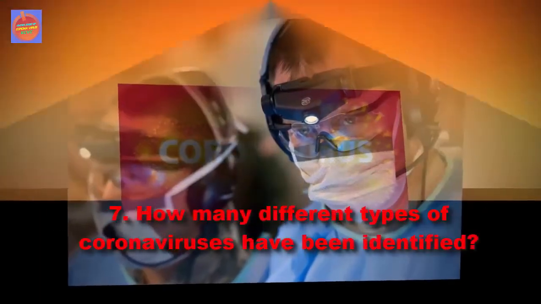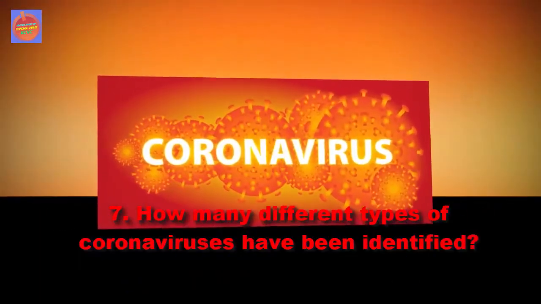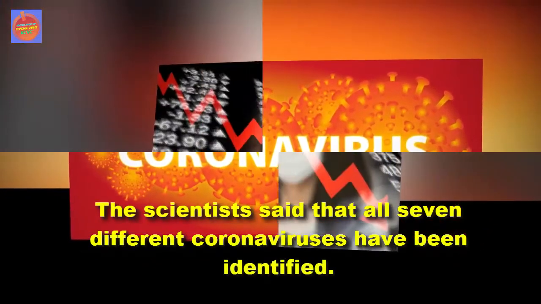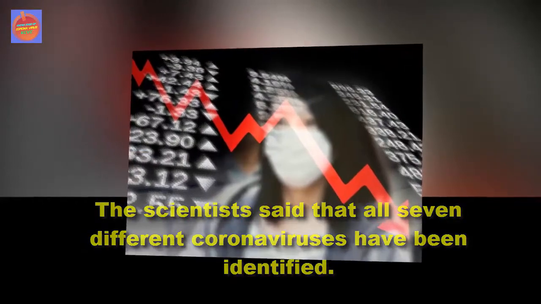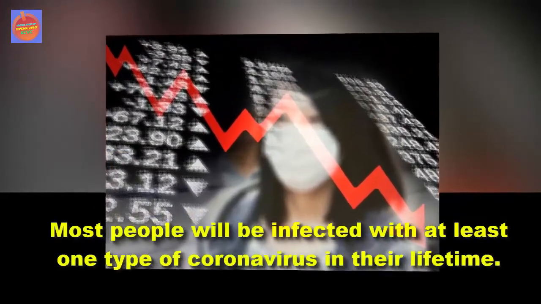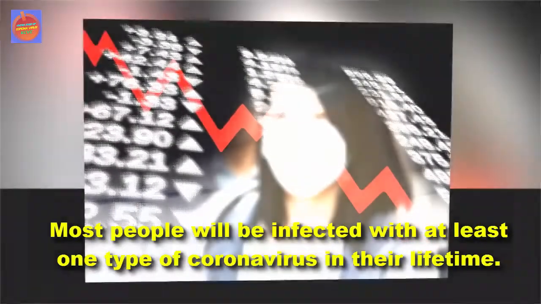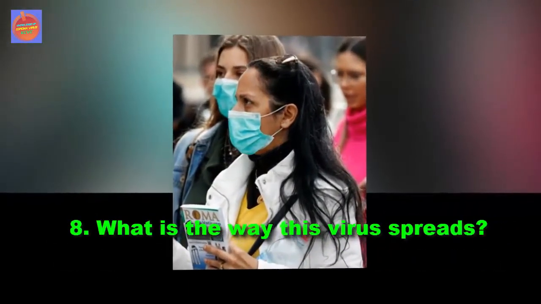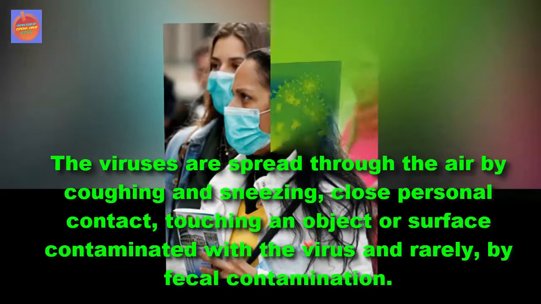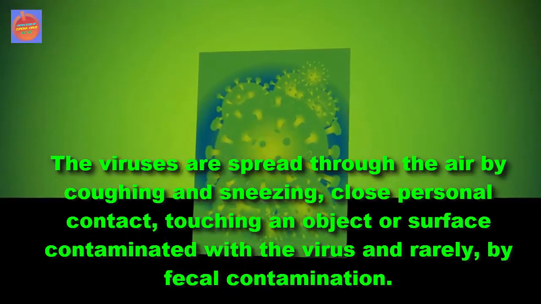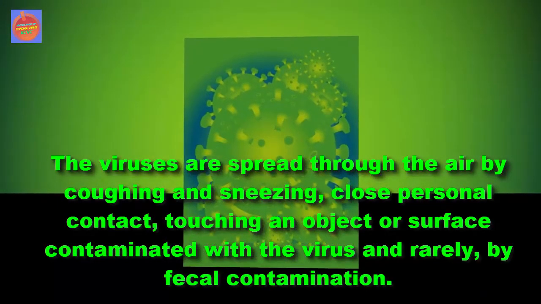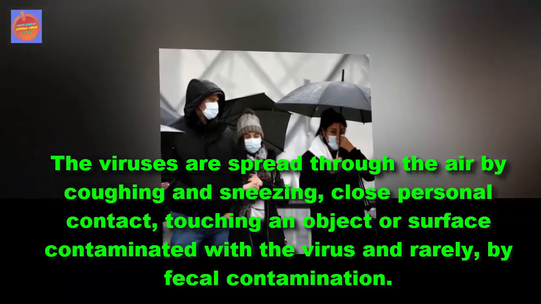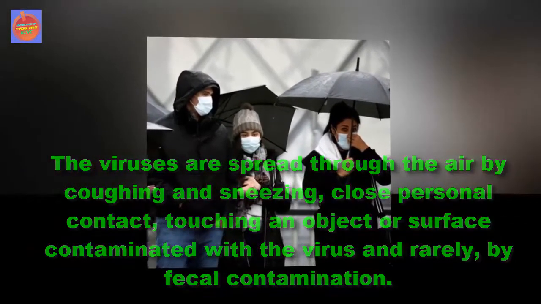7. How many different types of coronaviruses have been identified? The scientists said that all 7 different coronaviruses have been identified. Most people will be infected with at least one type of coronavirus in their lifetime. 8. What is the way this virus spreads? The viruses are spread through the air by coughing and sneezing, close personal contact, touching an object or surface contaminated with a virus, and rarely by fecal contamination.